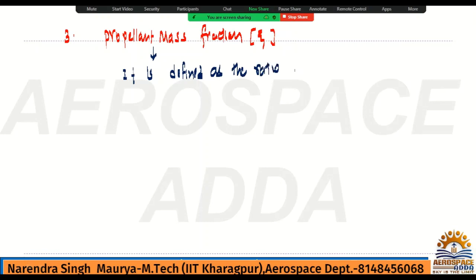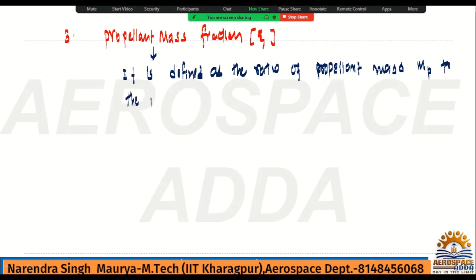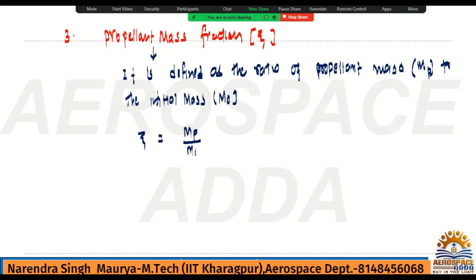the ratio of propellant mass MP to the initial mass. What is the initial mass? M naught, in bracket I can write, and propellant mass is MP. So what is zeta? Zeta is nothing but the mass of the propellant divided by the initial mass of the system.